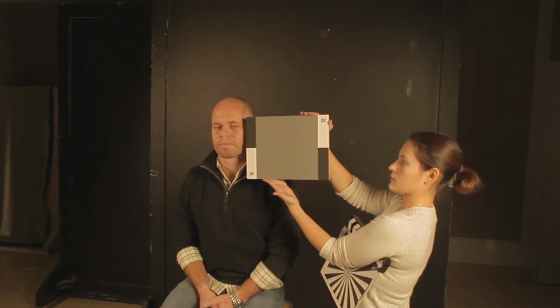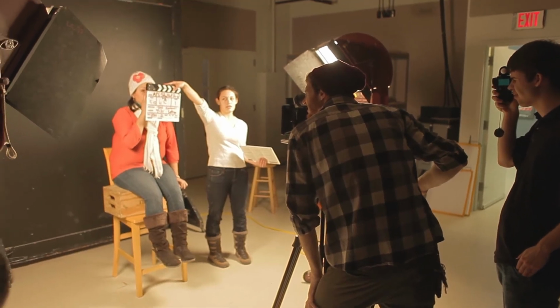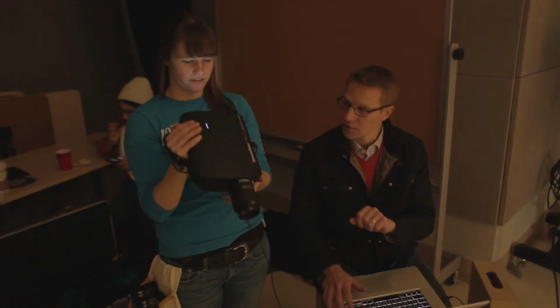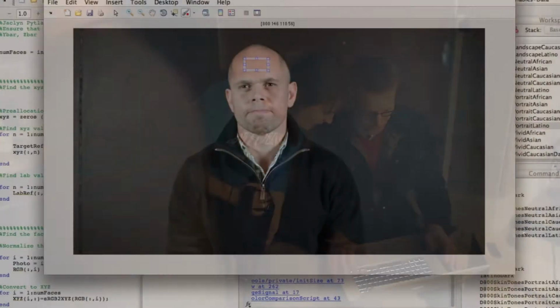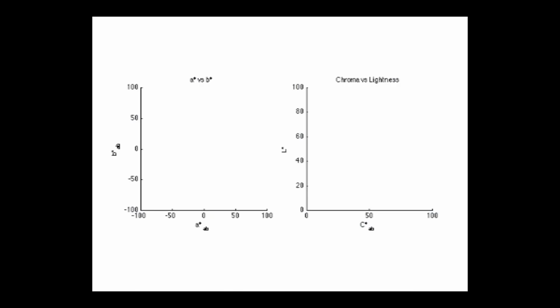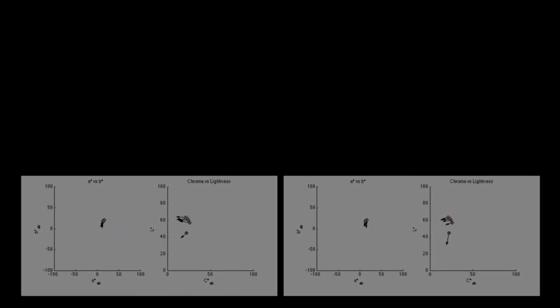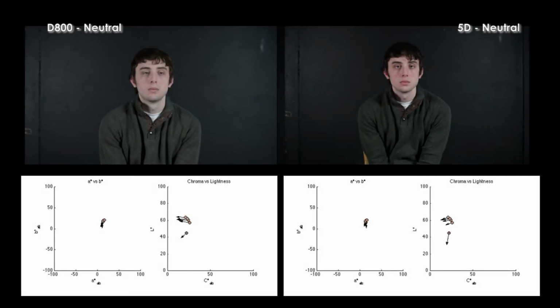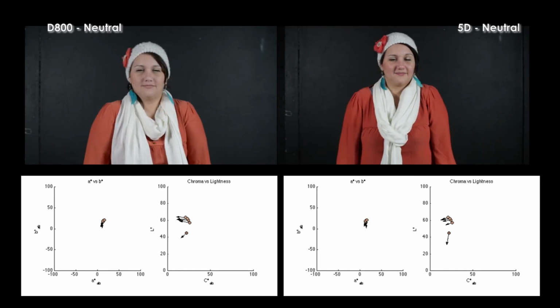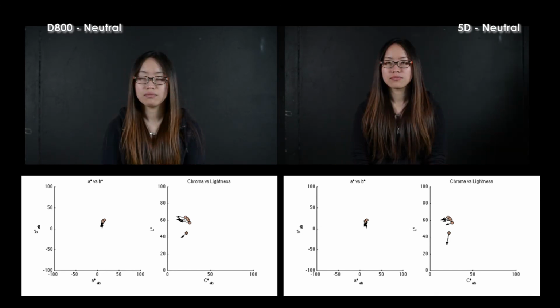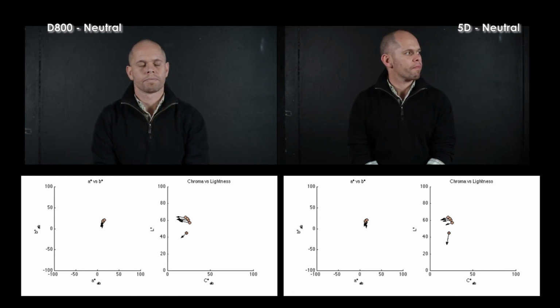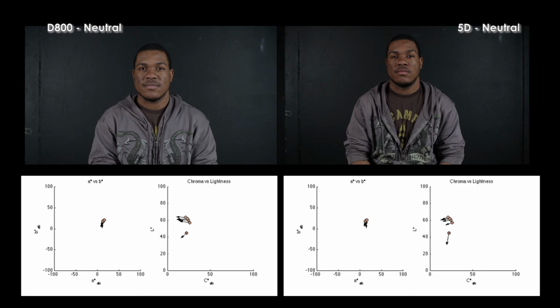We also looked at how each camera captures a variety of skin tones. Using a spectrometer, we recorded the spectral reflectances of each actor's skin. We can compare these values to the skin colors captured by each camera using an L* versus C* graph. The further to the right on the graph, the more saturated the color is. The further to the top, the brighter the color. Comparing these images in their charts, we can see that both cameras' neutral setting tends to desaturate the flesh tones, the D800 more so than the 5D. The 5D, however, significantly darkens the skin tones as well.